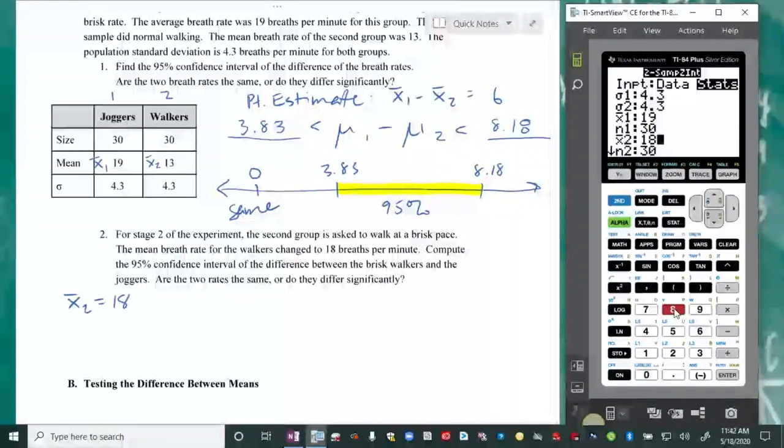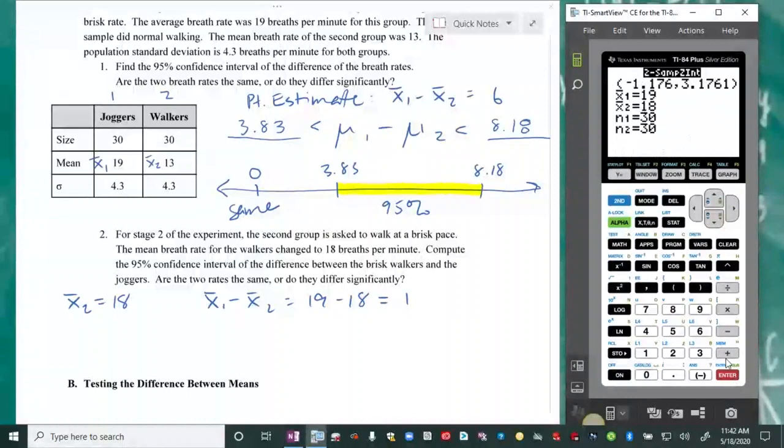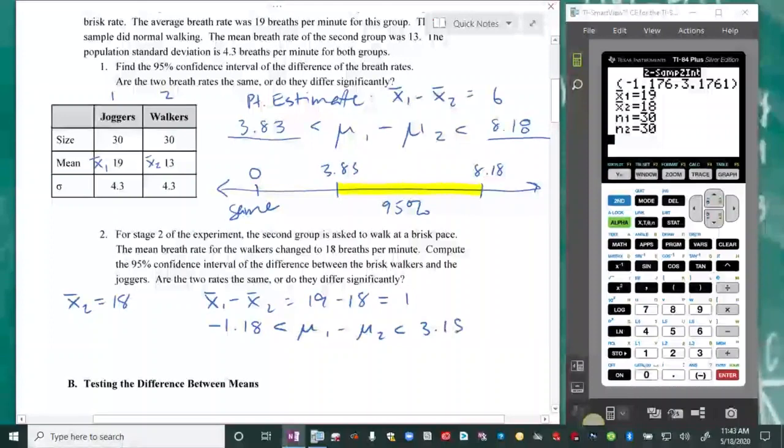So remember, I'm testing that difference. Right now, the point estimate for my difference is 19 minus the new 18 rate for the walkers. So my point estimate right now is 1. As I build this confidence interval, confidence level is still 95%, I end up with this. I get negative 1.18 less than the difference, less than 3.18.